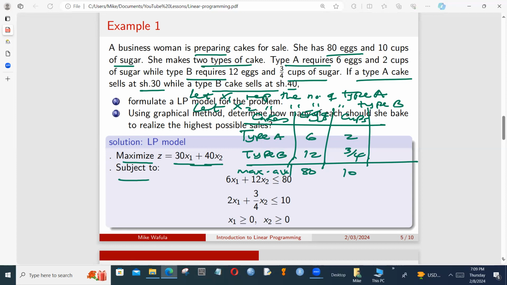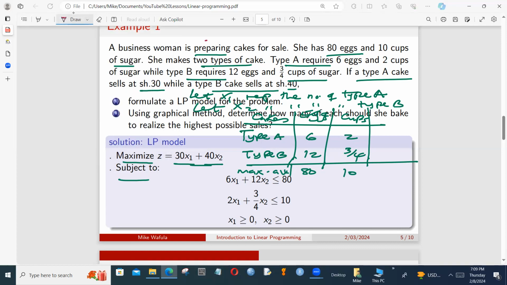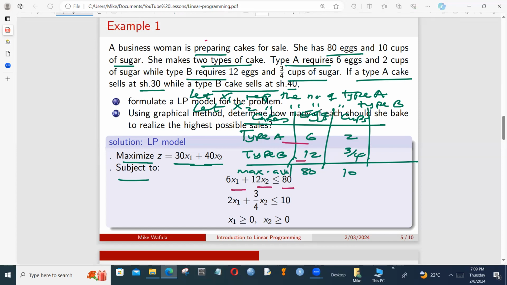Now the first constraint here will have to do with eggs, where we'll be looking at the eggs for making type A cakes plus eggs for making type B cakes should not be more than 8. And that's why you're saying 6x1 plus 12x2 should be less than or equal to 8. And similarly, when we look at the cups of sugar, 2x1 plus 3/4 x2 should be less than or equal to 10. So those are the resource constraints.